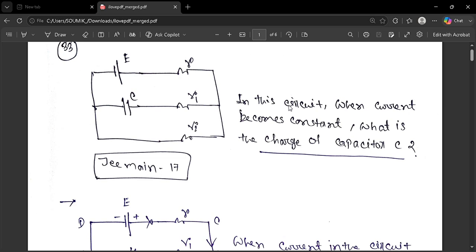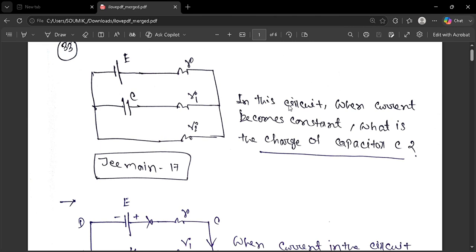Hello everyone, we are going to discuss and solve a few interesting questions related to circuit analysis, capacitance, and resistance. These problems appeared in different physics exams like JEE Main, WBJEE, and the CBSE Board Physics exam, in different years. So we will solve these problems step by step.